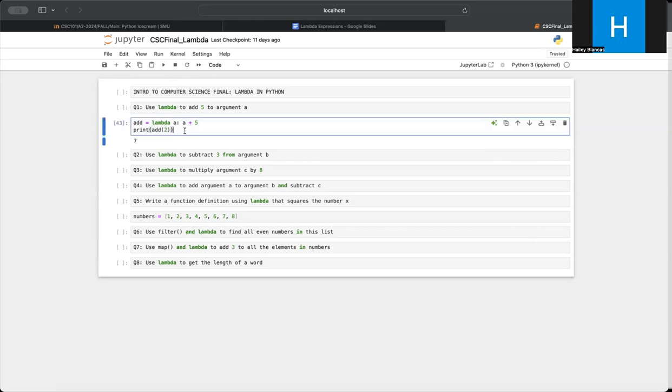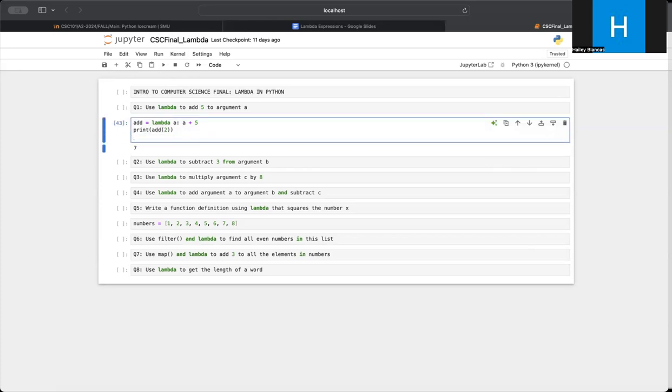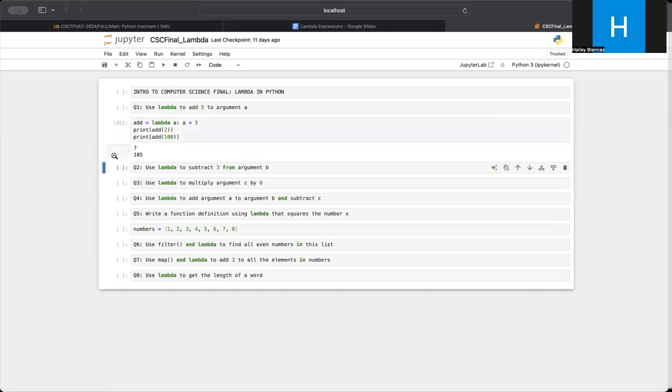Let's do a second one. We're going to write print add, and let's make it 100. So 100 plus 5. 100 plus 5 is equal to 105, so we know this function ran correctly.